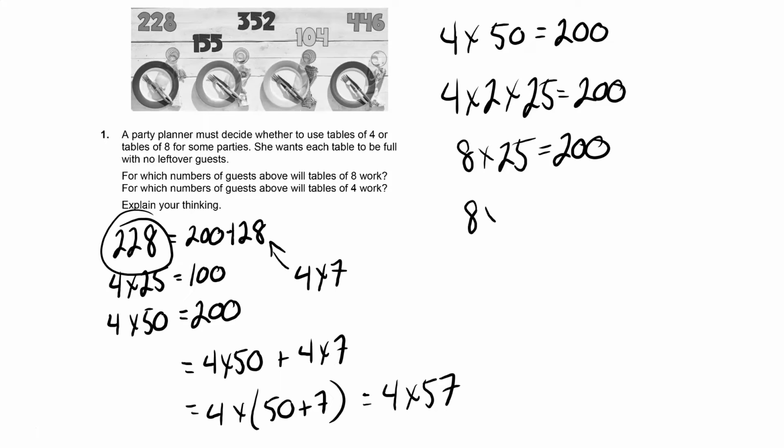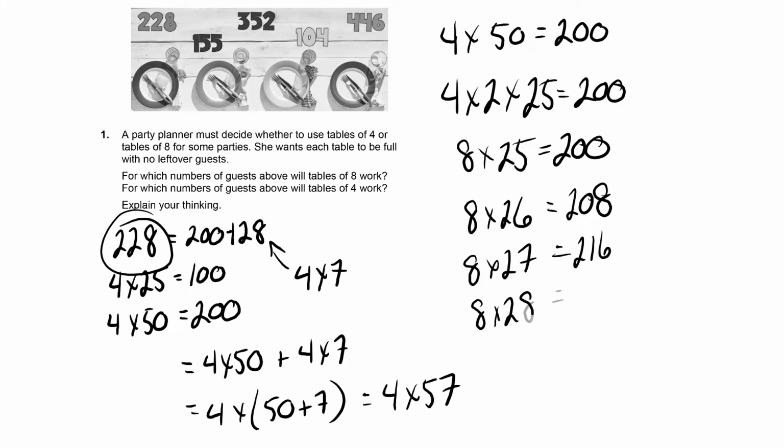What about 8 times 26? Well, I'm just adding another 8 in there. So that takes us to 208. 8 times 27 would be 216. 8 times 28 would be 224. And 8 times 29 would be 232. So right in the middle is where I wanted to end up.